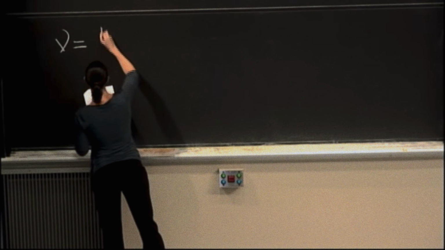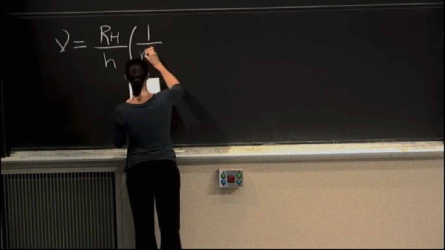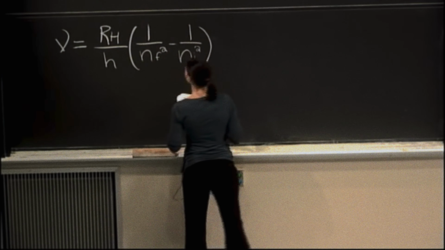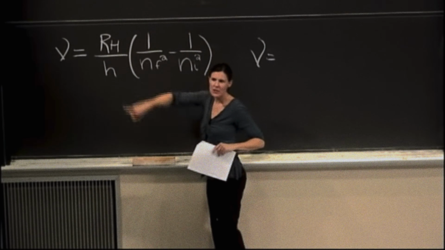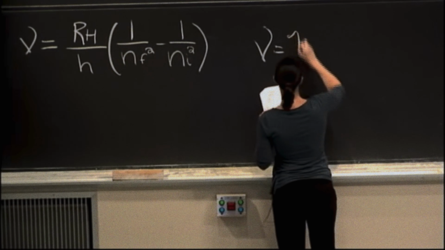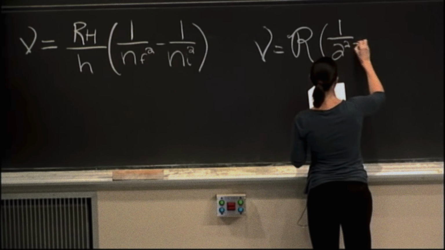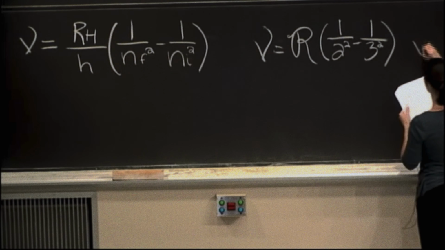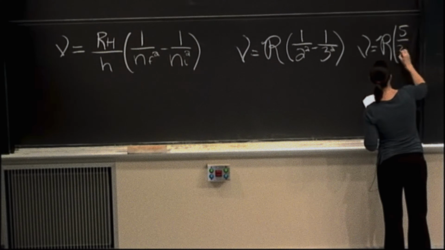So we can get from these energy differences to frequency: frequency is equal to R_H over Planck's constant times 1 over n final squared minus 1 over n initial squared. So let's actually just simplify this to the other version of the Rydberg constant, since we can use that here. So kind of that strange cursive R. And our n final is 2, so 1 over 2 squared, minus n initial, so 1 over 3 squared. So our frequency of light is going to be equal to R times 5 over 36.